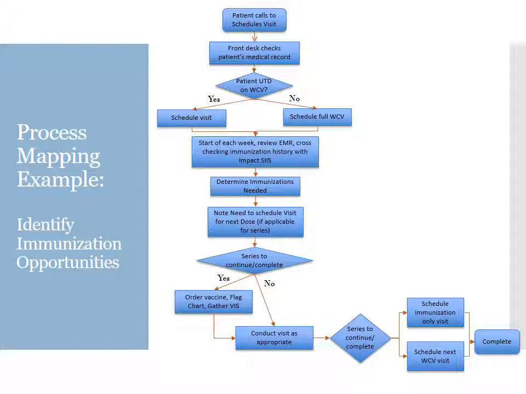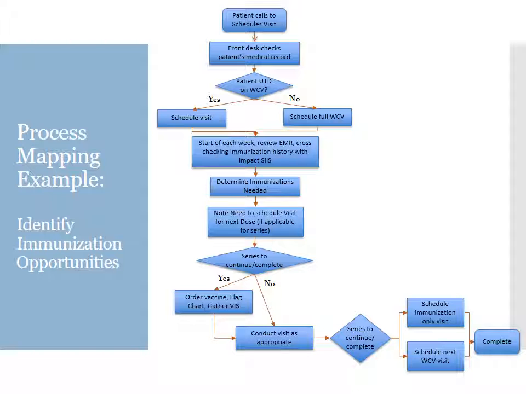We're now going to look at a process mapping example about how one practice has come together to identify immunization opportunities. Their flow starts when the patient calls to schedule a visit, any type of visit. And during that call, the front desk has a system in place to check the patient's medical record and determine whether or not that adolescent is up to date on their well visit care. If they're not, they have a system to schedule that adolescent for a full well child visit. If they are up to date, they can schedule the visit as fit. If it's a sick or acute or chronic visit that they need to attend, they can put them in that time slot.